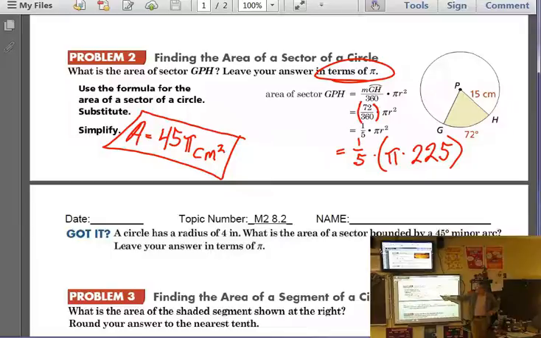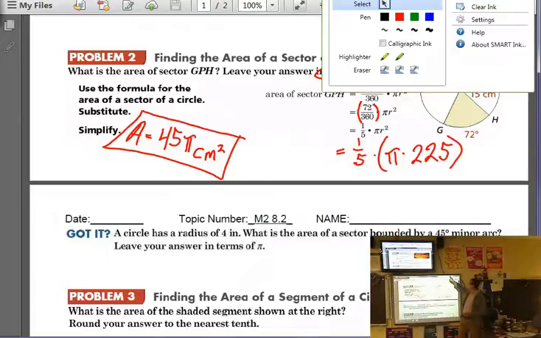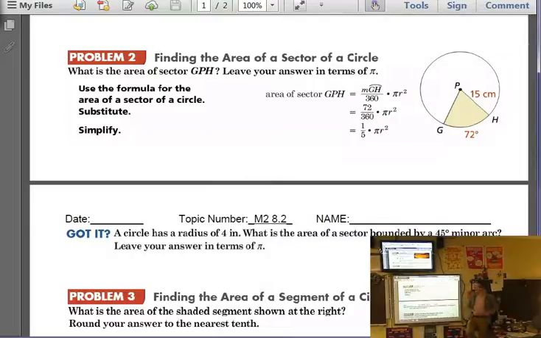This reducing to 1/5 doesn't make a difference, except then it's easy to talk about. That sector is a fifth of my circle. That's the only benefit, as opposed to saying that sector is 72 360ths of my circle. That's kind of annoying, right? Doesn't make it better or worse. It just makes the math a little bit easier.